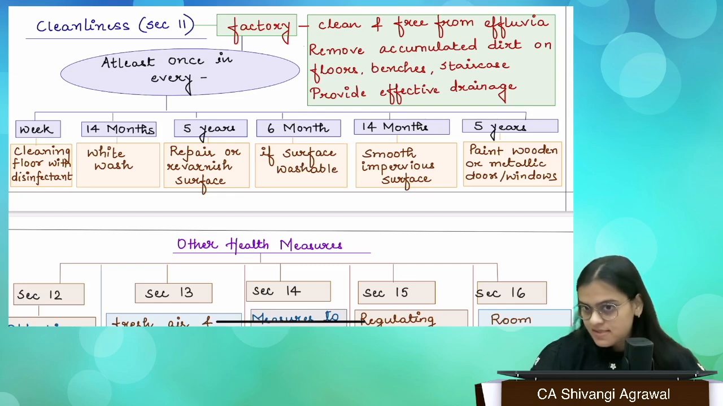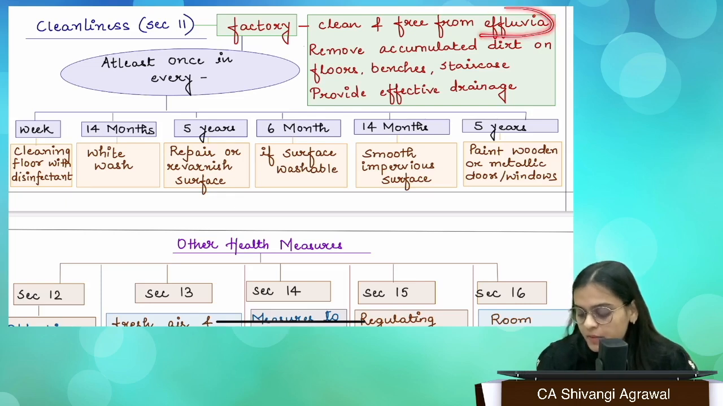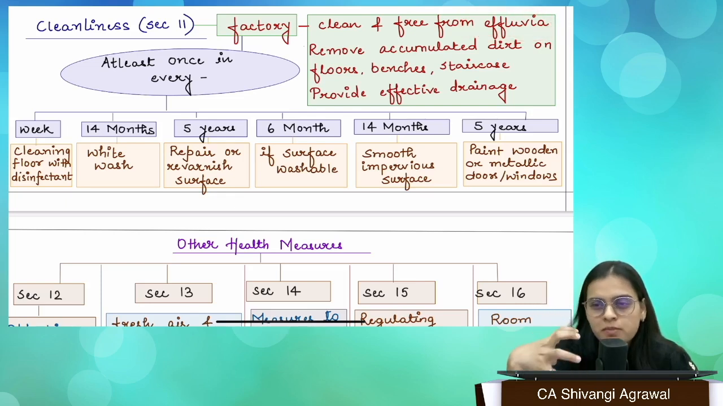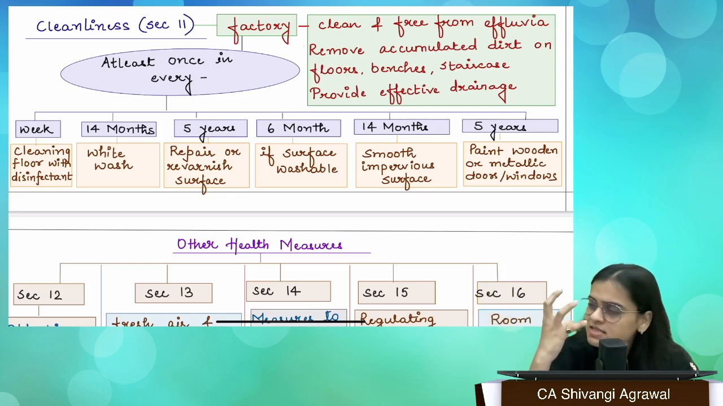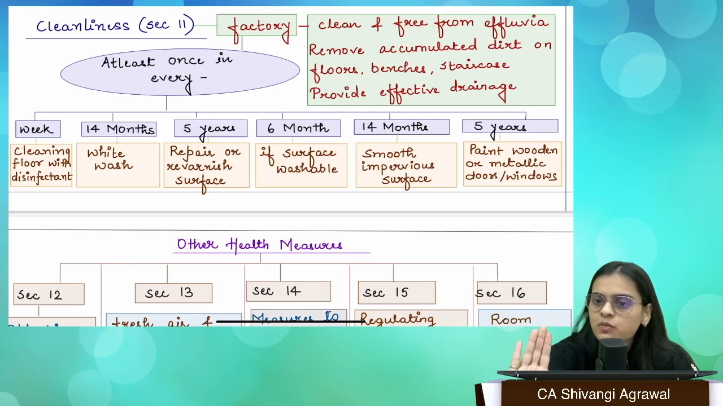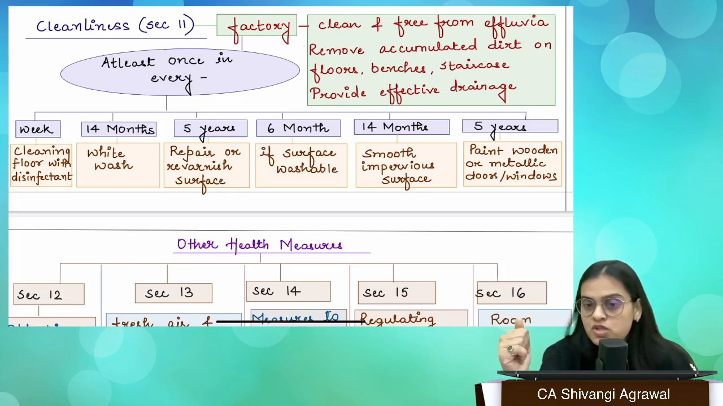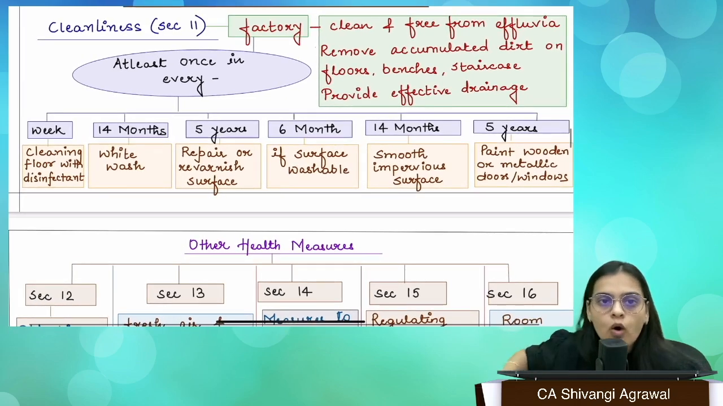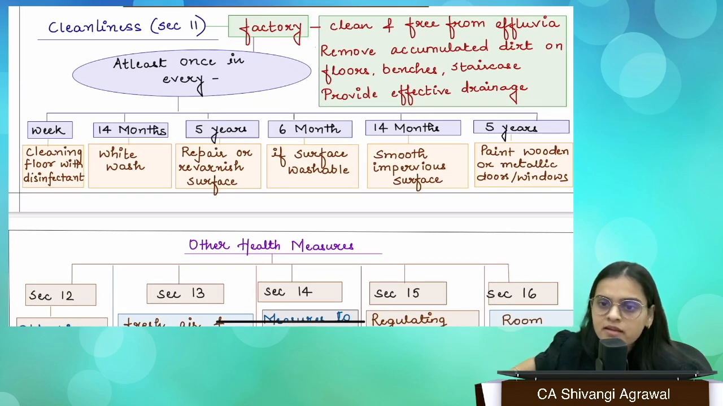So the very first one, Section 11, cleanliness. Every factory should be kept clean, free from effluvia. Effluvia is some kind of foul smell which comes because of some substance or the dust. So it has to be free from all that terrible odor which might be coming. Any drain, any other nuisance, whatever it is, it has to be kept absolutely clean. Okay, so this is given in general. Now we have something for which timelines have been given: if there is dust on the floor, do you think it should be cleaned every day?